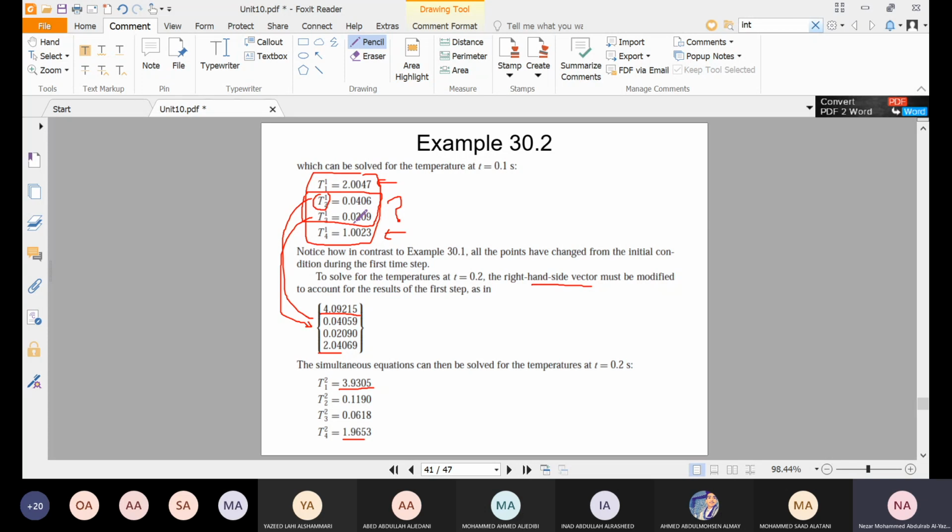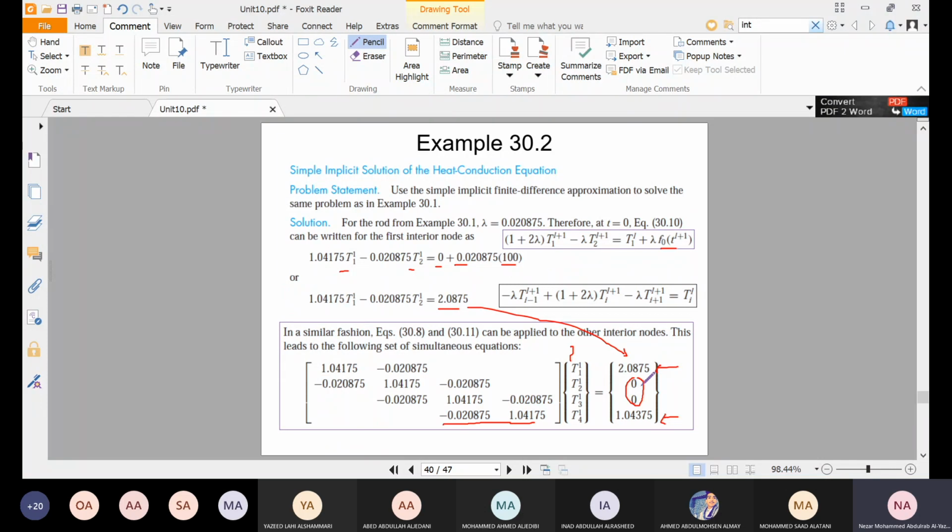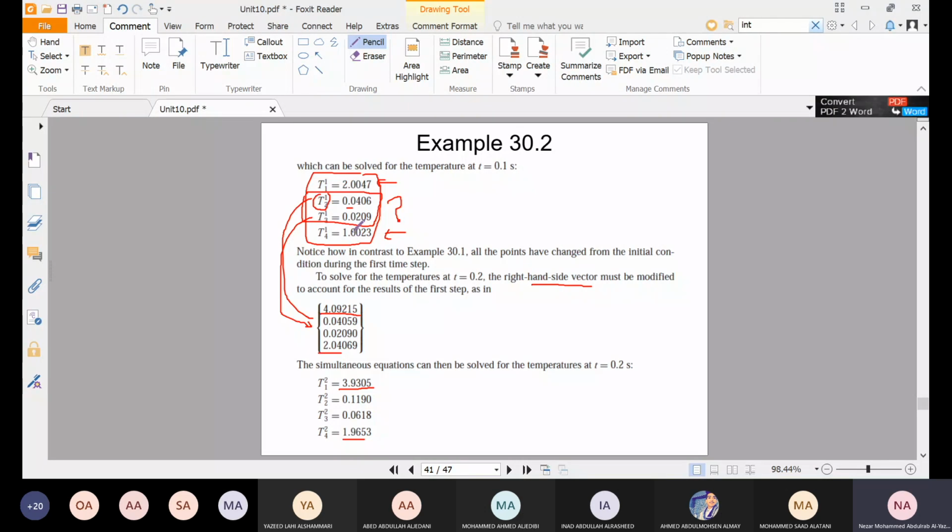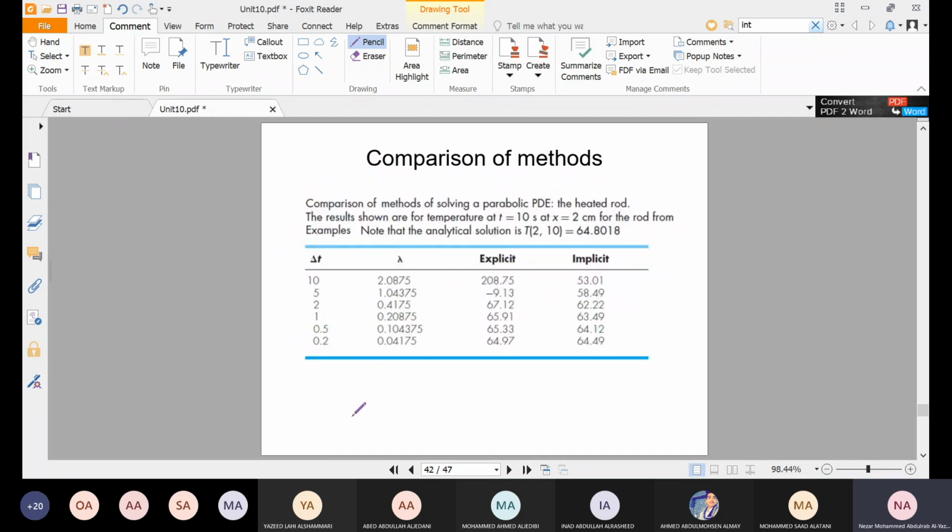After we get the solution of this temperature, these values, we replace the temperature here in the left side. We update the left side vector. So these are the values here, and we update for the first one, the second one, the third one, and the fourth one, and then we solve them. We solve the equation to get the new values. So this is one of the implicit methods. This method is usually complicated, but it provides a stable solution.